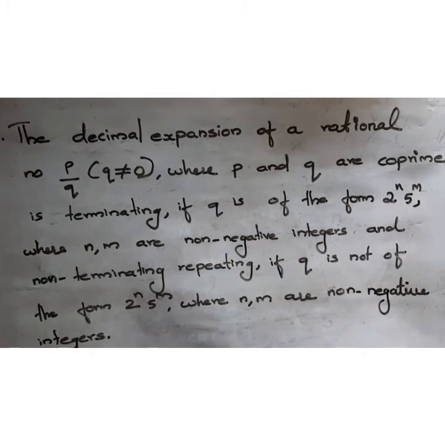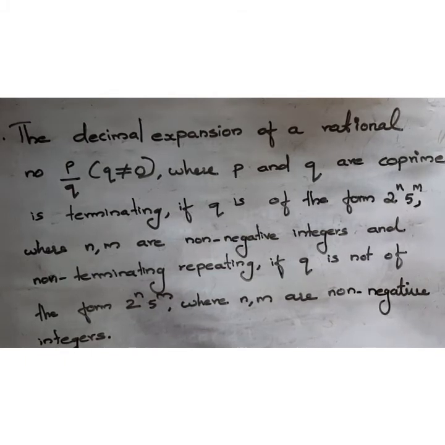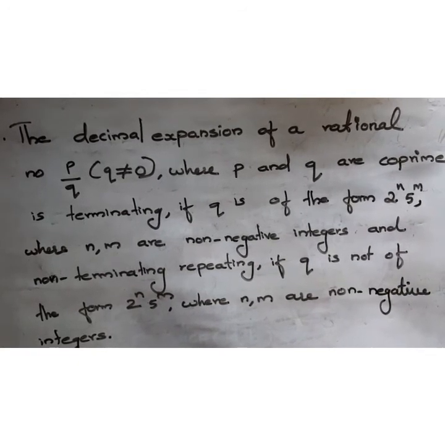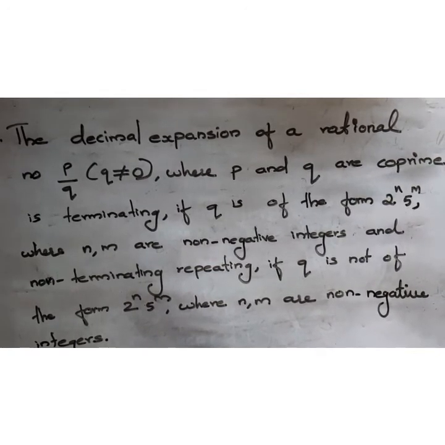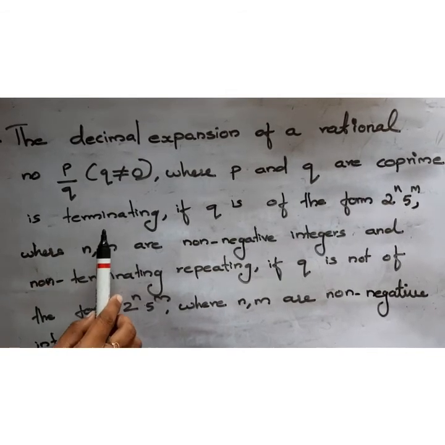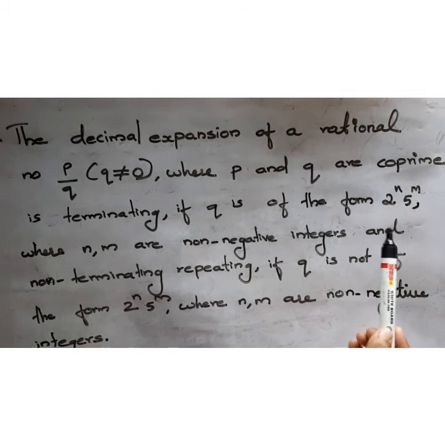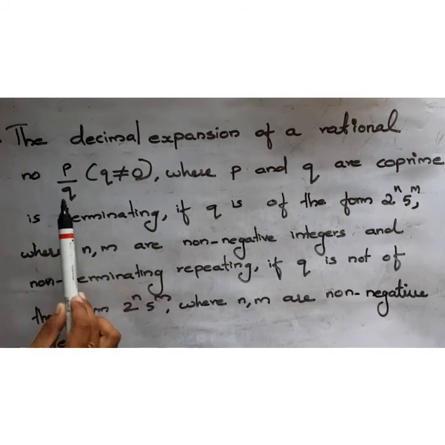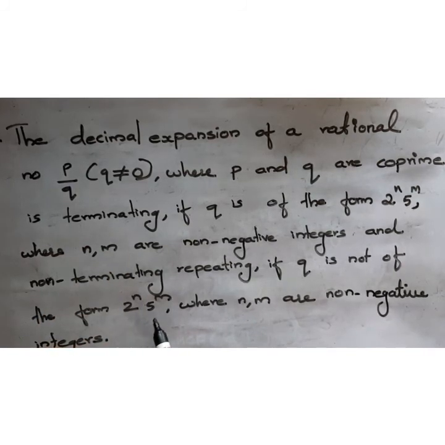Hope you all know what rational and irrational numbers are. You have studied that in your previous classes, in 8th and 9th standard. Here it is telling that the decimal expansion of a rational number p by q is terminating if the denominator q can be expressed in the form 2 raised to n into 5 raised to m, and the decimal expansion will be non-terminating repeating if the denominator q cannot be expressed in the form 2 raised to n into 5 raised to m, where n and m are non-negative integers.